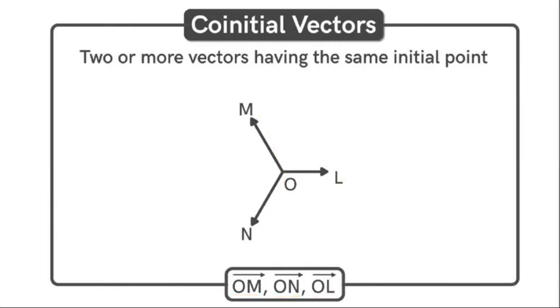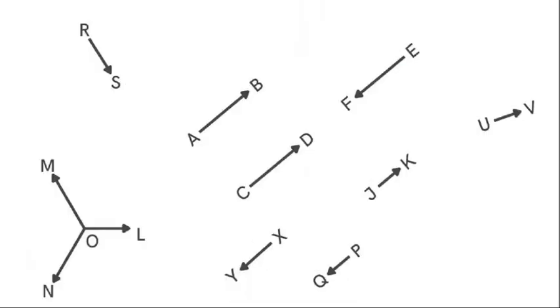All of these three vectors are represented by an arrow, and all of these three vectors show that they are pointing in different directions. But all of the three vectors have the same starting point. Can you see this point O? These three vectors have a common initial point. So such kind of vectors which have a common initial point are known as co-initial vectors. So what are co-initial vectors? Two or more vectors having the same initial point. Fine. Now let's look at this type of vectors.